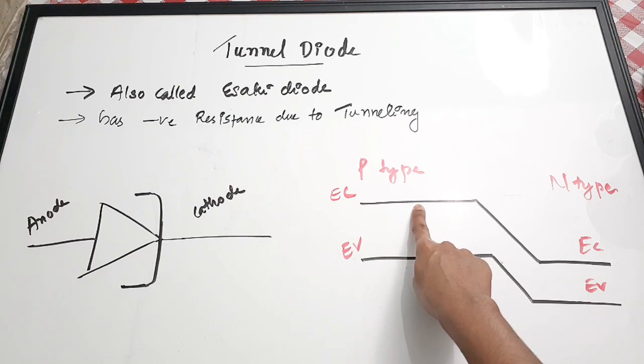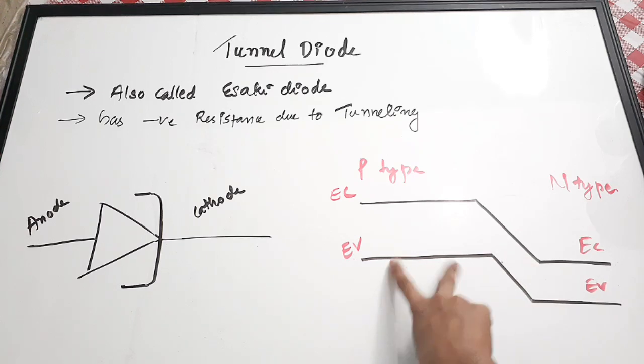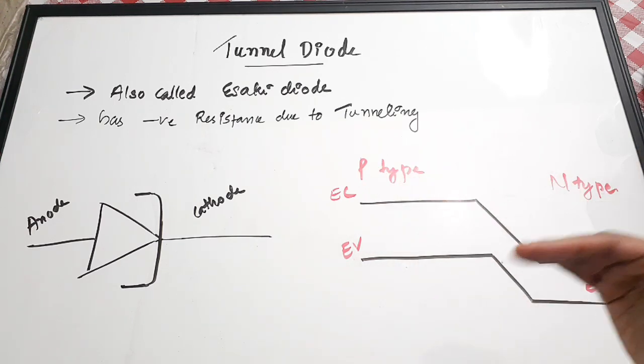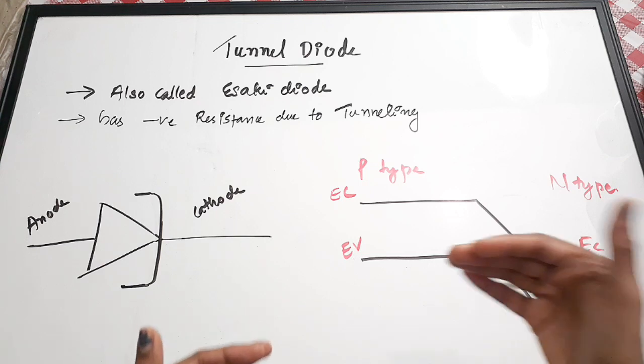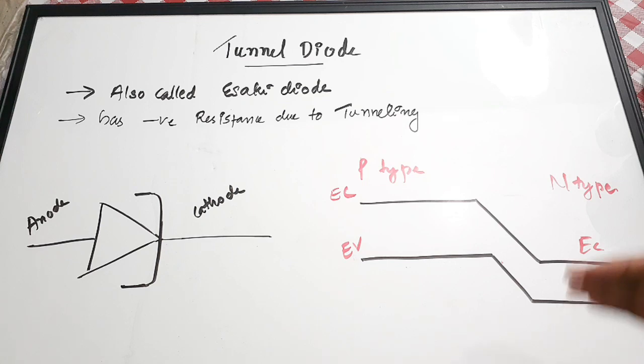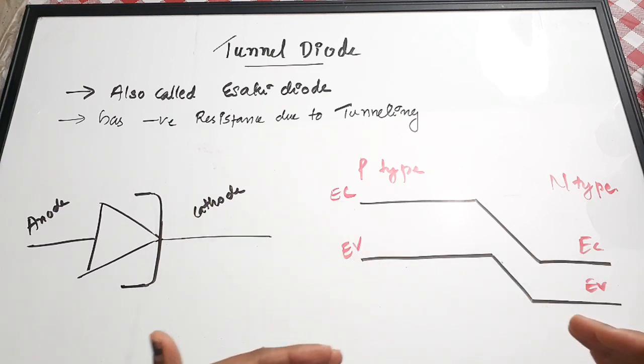This is the conduction band, and the upper one is the conduction band of the n-type material. Due to the structure of the tunnel diode, you can see that the valence band of the p-type material is aligned with, at the same level as, the conduction band of the n-type material. You know that in the valence band there are plenty of holes, and in the conduction band there are plenty of electrons. So these holes and electrons are almost closely aligned.